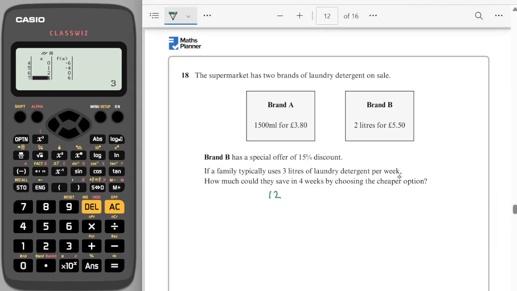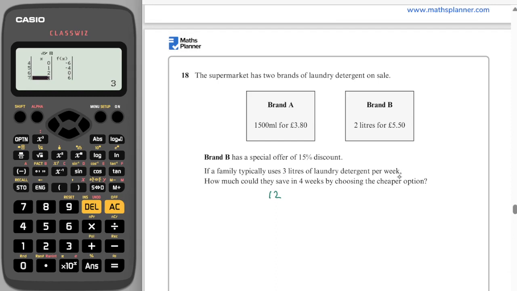Let me just actually show what I've done there. 3 litres of laundry detergent per week. So we're doing 3 times by 4, which gives us 12. So we need 12 litres. So brand A has a special offer of 15% discount. So what I'm actually going to do is say I'm going to get 1.5 litres for the price of 3.8. And then I want to times that by 0.75.